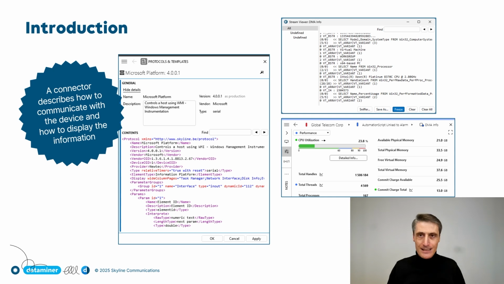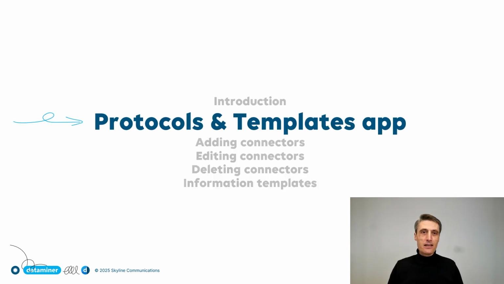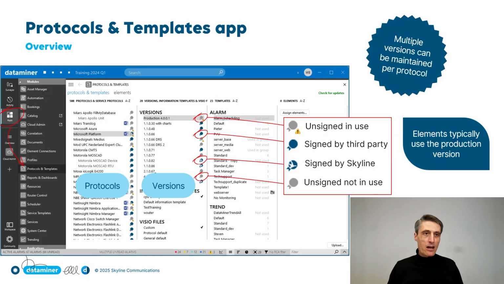Okay, that's enough for the introduction. Let's dive into the protocols and templates app. So this app can be found underneath the apps in the sidebar there. There you will find the protocols and templates app. If you open it up, you will find the protocols and templates page. So in this module, we first look at the protocols, not yet the templates. So that's coming up later.